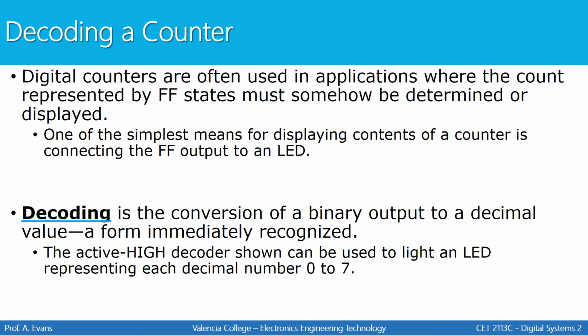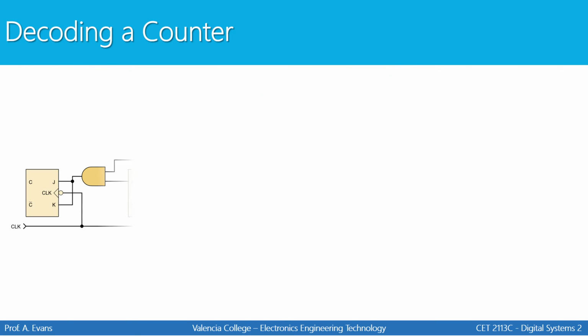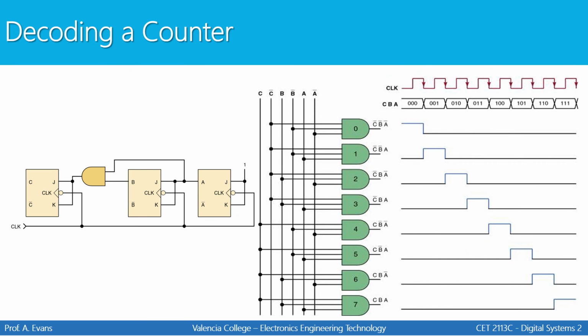So let's say that I have 10 LEDs. We'll say that LED number 1 is representative of the number 1. We'll say LED 2 is representative of the number 2, etc. And what we would do to decode a counter is to have a series of AND gates connected to each LED. So that if I wanted the LED that represented the number 0 to turn on, I would connect not C, not B, and not A to an AND gate.